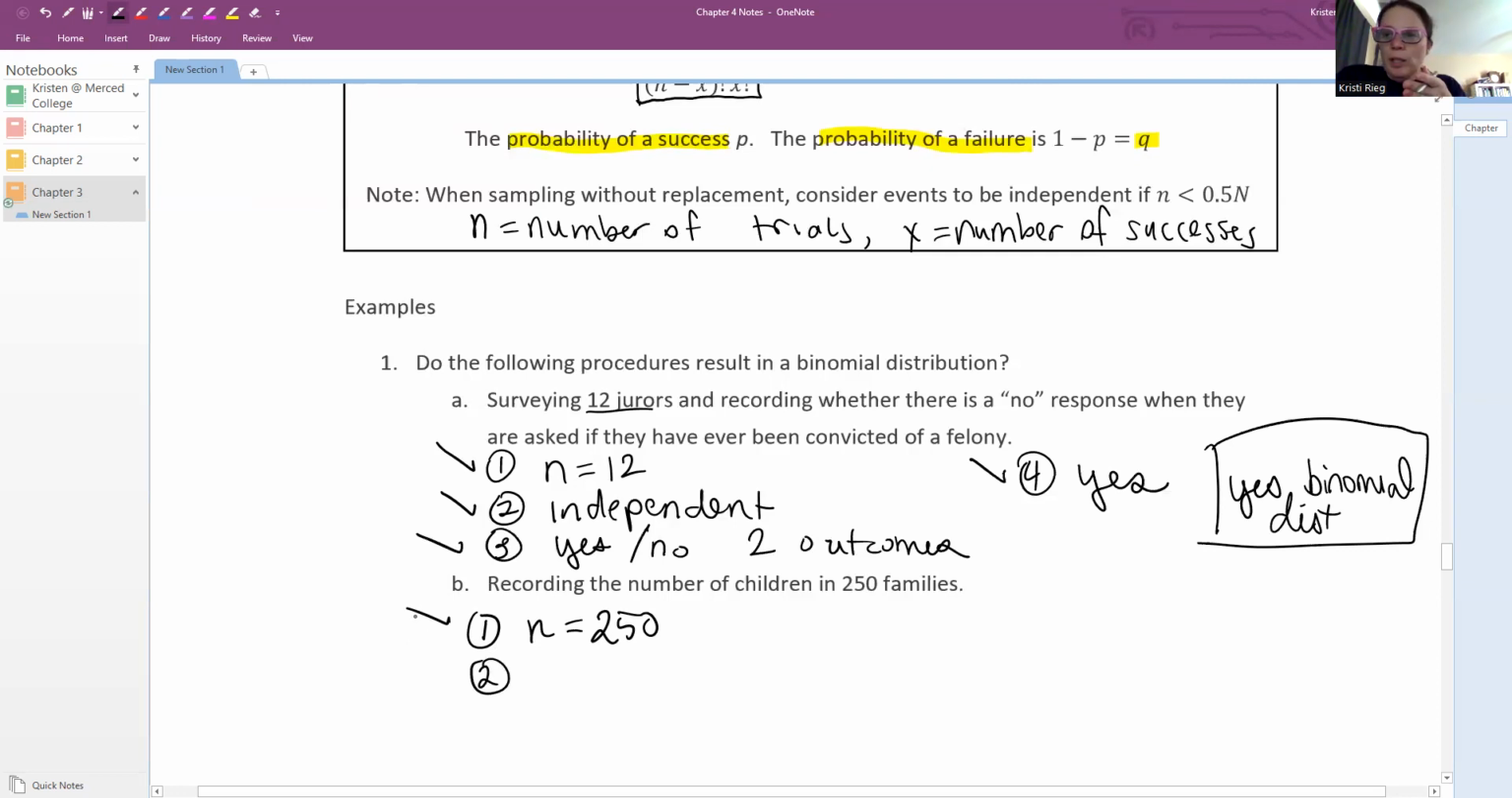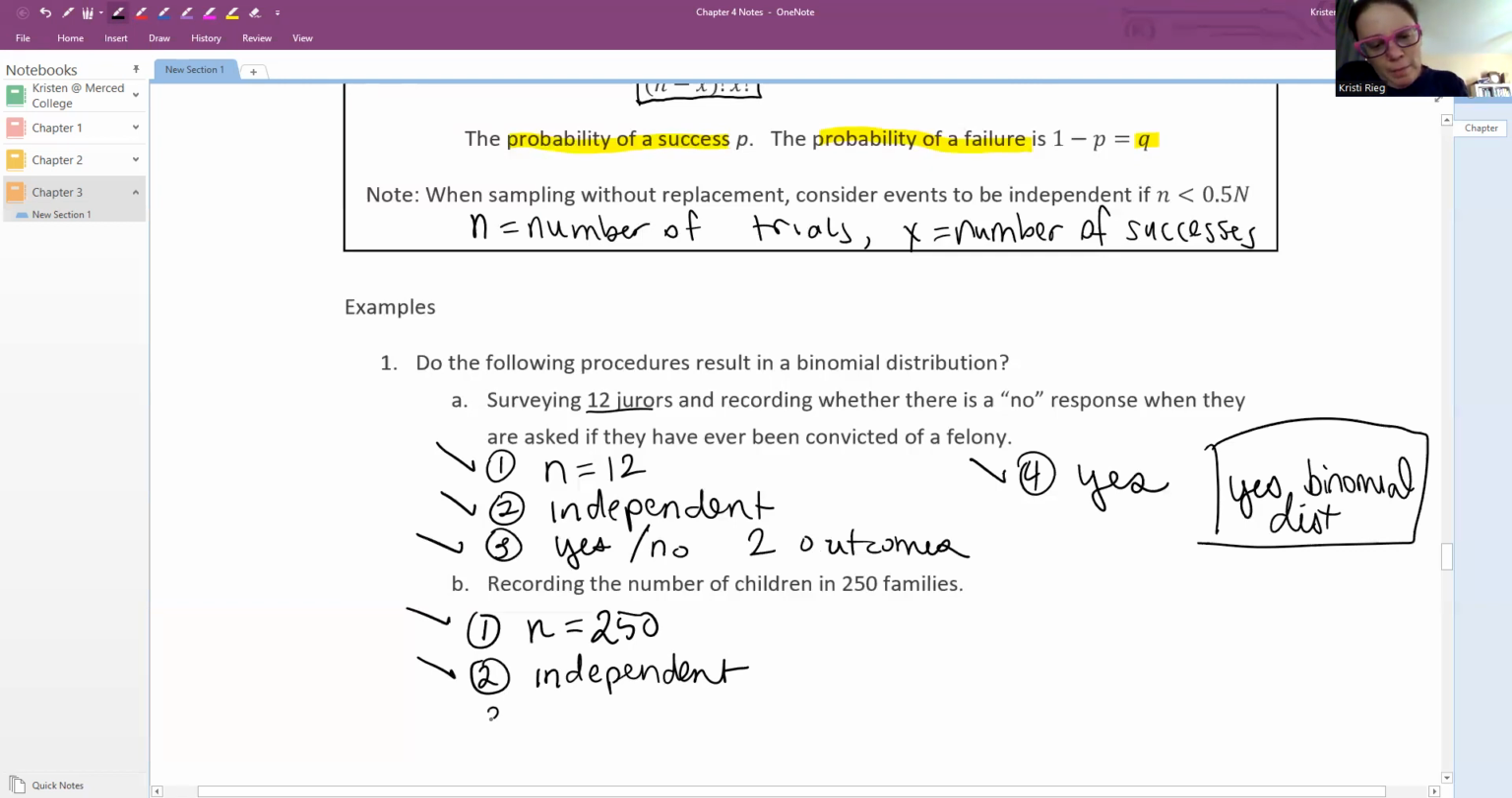If you ask one person how many kids are in their family, and then you go to the next row and ask them how many kids are in their family, are they independent? Yes, they don't depend on each other. The dependent case was like when I took out that card and threw it in the fire and it changes the probability. That would be dependent. Most situations are independent unless you're removing something from the situation.